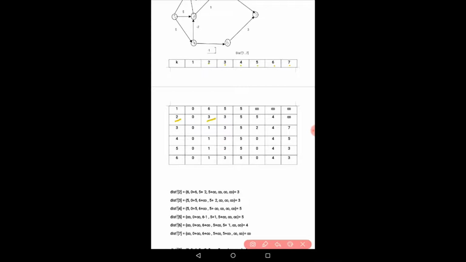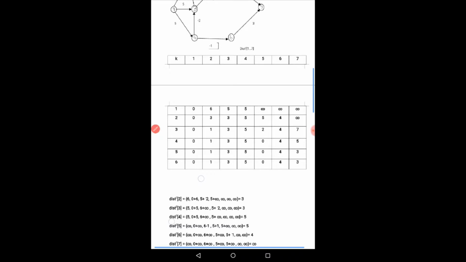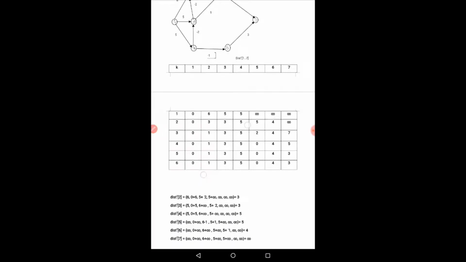So here, first we will see this one. The k value is 2 here. So distance 2 to the first node, 2, 3, 4, 5, 6, 7. So distance 2,2, distance 2,3, distance 2,4, distance 2,5, distance 2,6, distance 2,7. So those values fill this row.